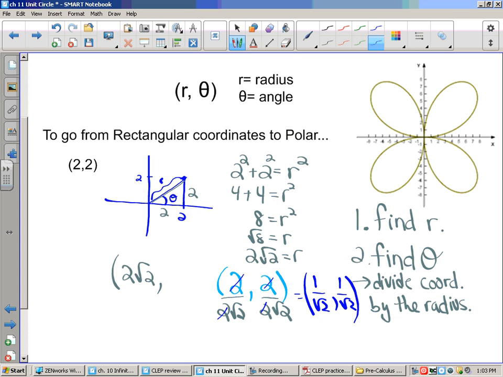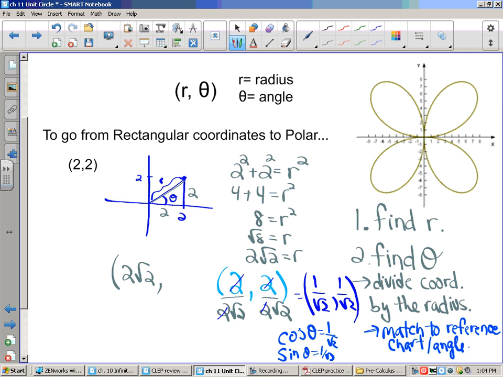Then we're going to match it to our reference chart or reference angles that we do know. What angle do you know has a cosine equal to 1 over root 2, or a sine equal to 1 over root 2? Of course, that's pi over 4. Now we notice that they're both positive, so that tells me it is in the first quadrant, and we're good to go. It's the pi over 4 angle in the first quadrant.